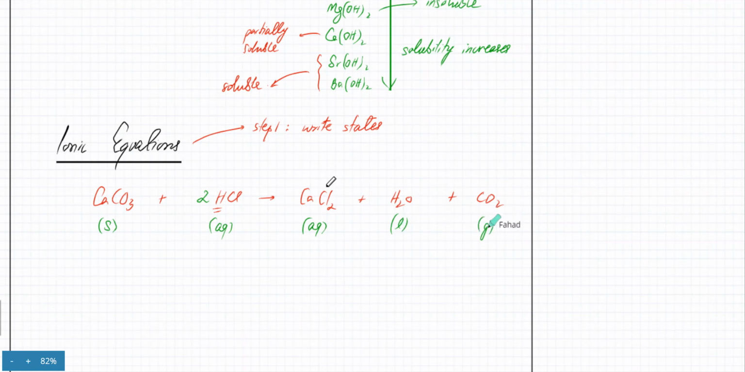Achha, so let's move to step 2 now. Step 1 ho gaya. We have successfully written down the states by looking at the solubility table. ठीक है, is this clear? Hiba, is this clear?